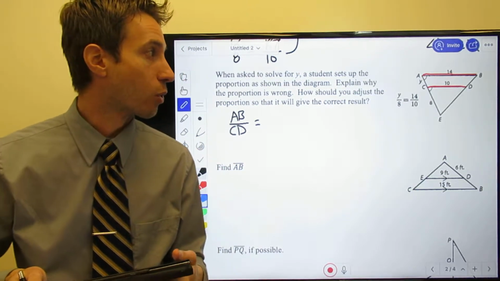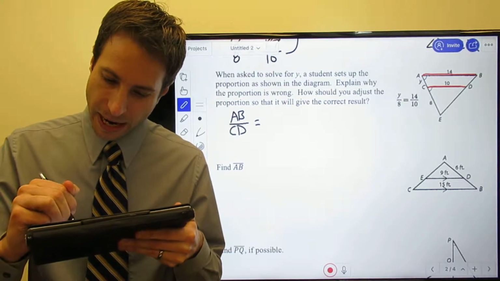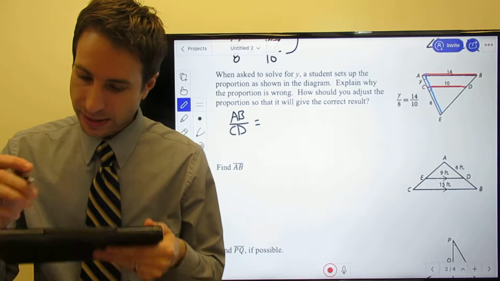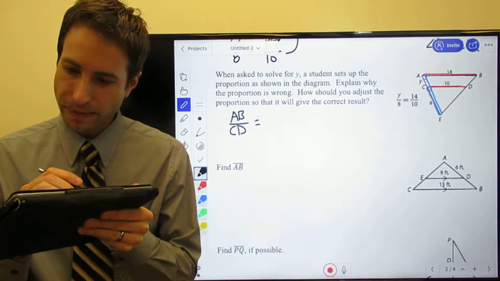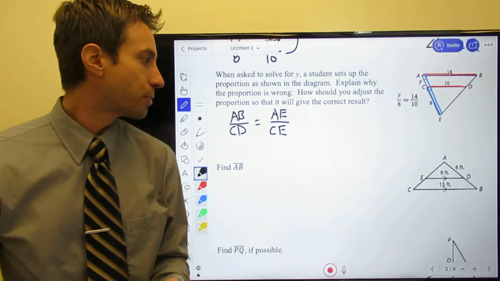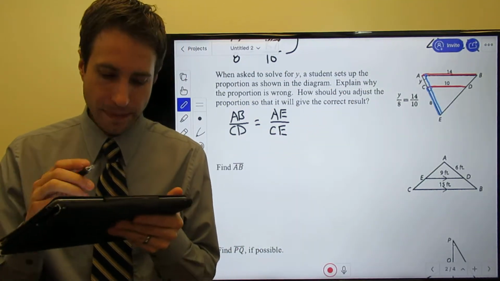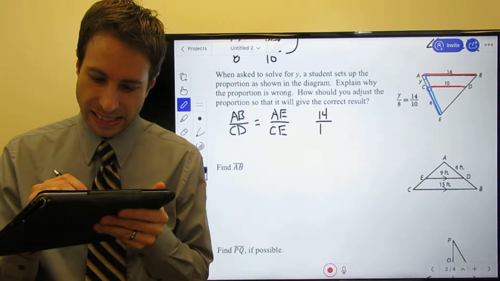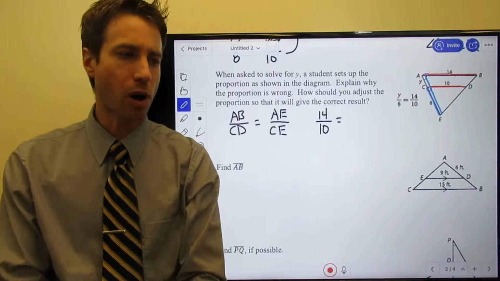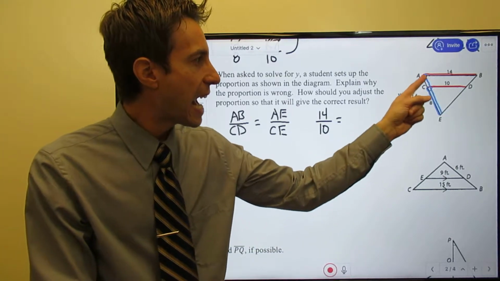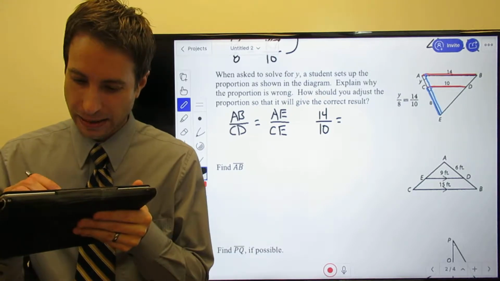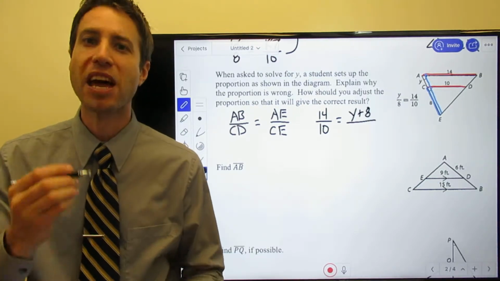Okay, I need another pair of corresponding sides. Well, these right here, but you need to be careful. There's the entire length from E to A, and then the shorter one from E to C. So that means that I have AE over CE. Well, at this point, guys, we go ahead and plug and chug. AB is 14. CD is 10. That's all equal to AE. Careful. We saw this in a previous problem where we had to use the segment addition postulate. AE is going to be 8 plus Y. And there is our mistake. It is Y plus 8 at the top, not just a Y.